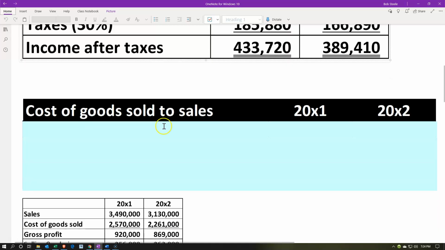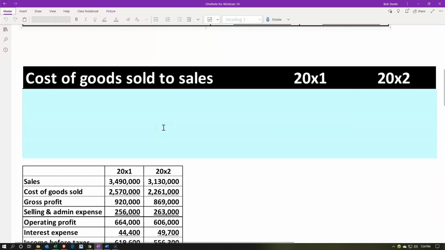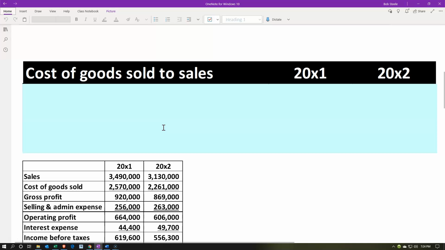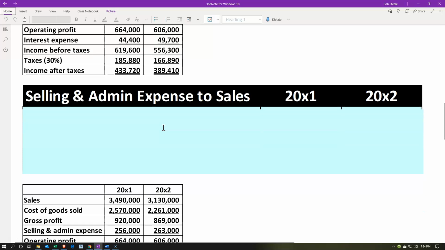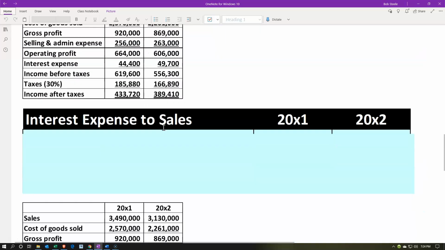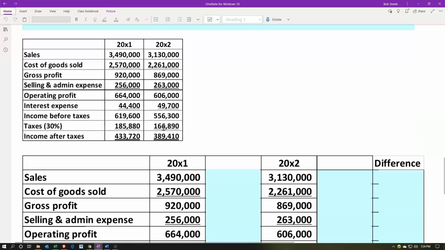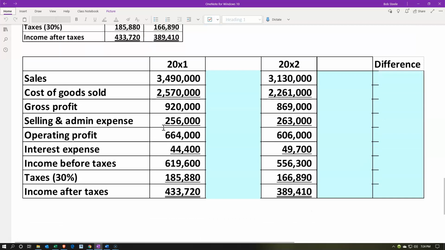And then we're going to be calculating the cost of goods sold to sales. That's going to be the expense of cost of goods sold to sales, income statement item to income statement item, expense to revenue. Then we're going to have the selling and admin expenses to sales, comparing another expense category grouping to sales, and then interest expense compared to sales. Then we'll take a look at a comparison of the income statement, running the income statement as a percentage of sales for the 2 years, 2000x1, 2000x2.